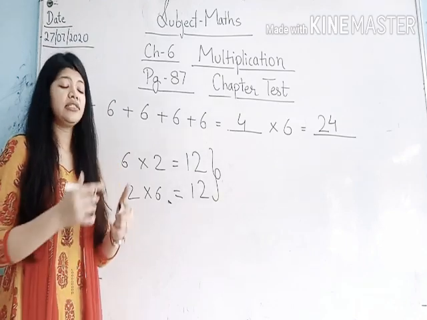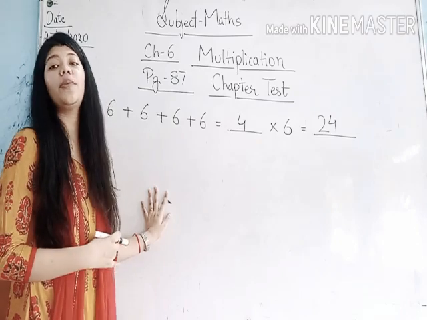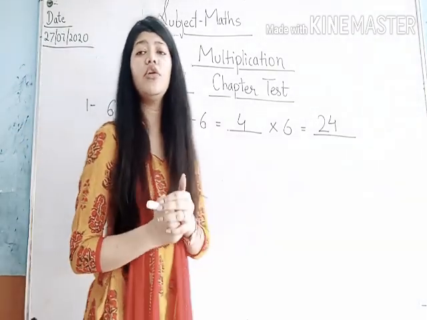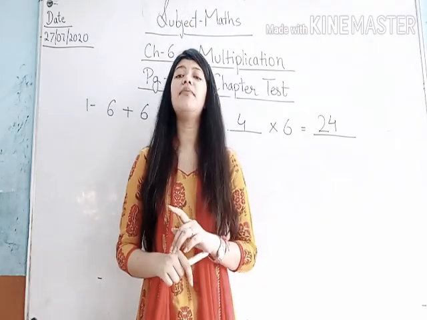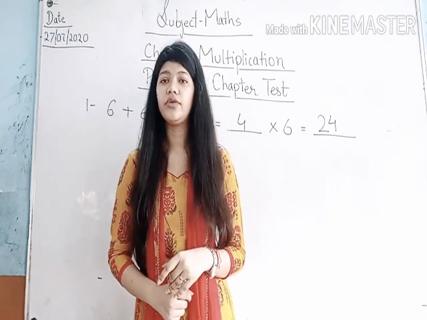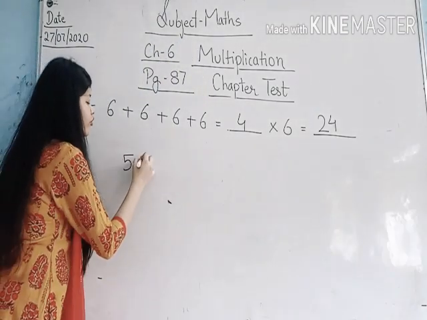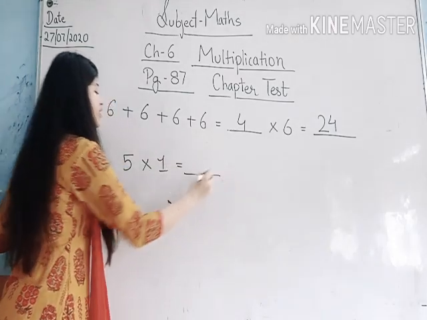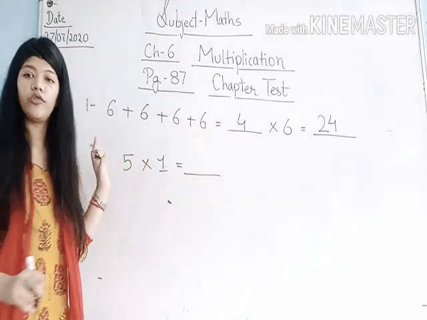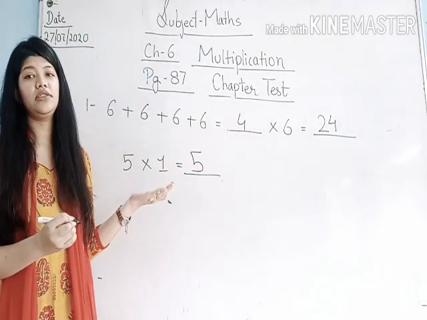Now let's come to the next property, that is multiplicative property of 1. In this property we know that if we multiply any number with 1, then the answer will be the number itself. Let's take one example. If I ask you 5 into 1, then tell me what will be the product? 5 ones are 5. It means we will get 5 as the answer.